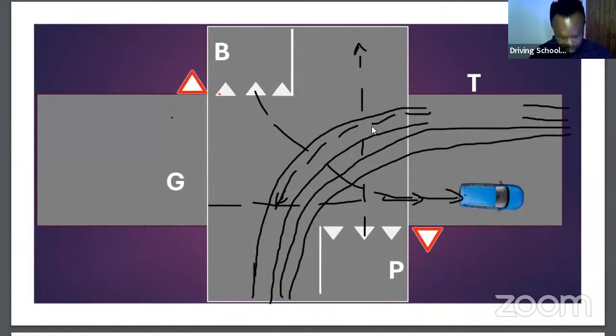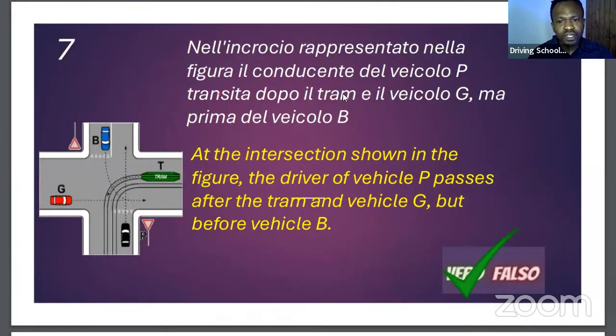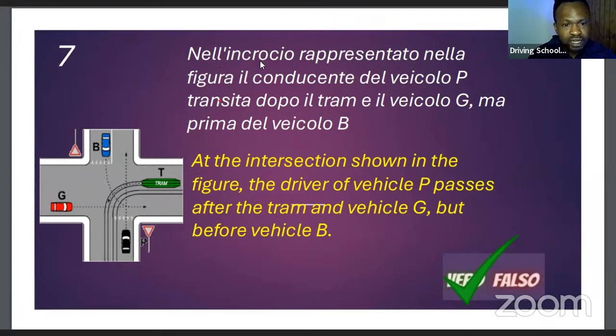Then the order of precedence is T, G, P, B, and the answer is correct. Just as mentioned here, nell'incrocio rappresentato nella figura, il conducente del veicolo P. The driver of vehicle P, which is this black vehicle, can transit after the tram, and vehicle G must have left the junction, but before vehicle B. And the answer is vero.